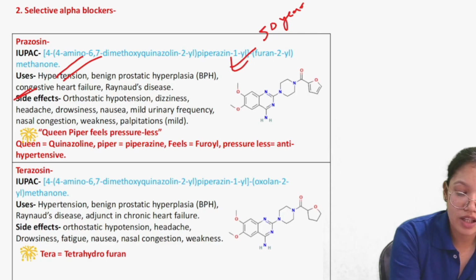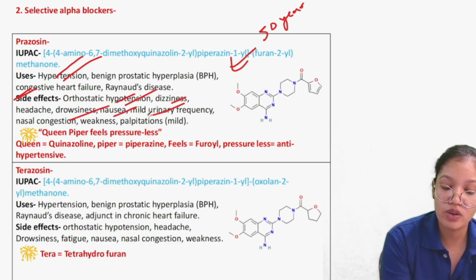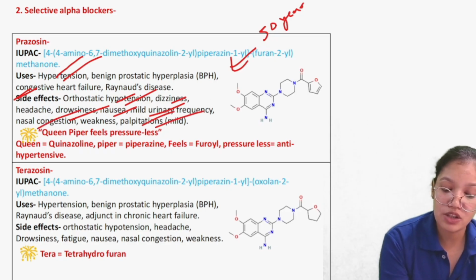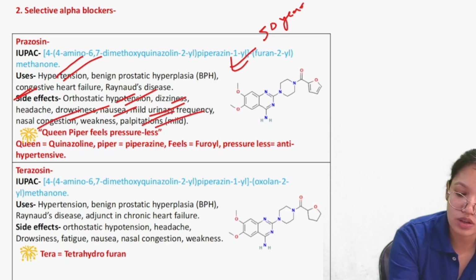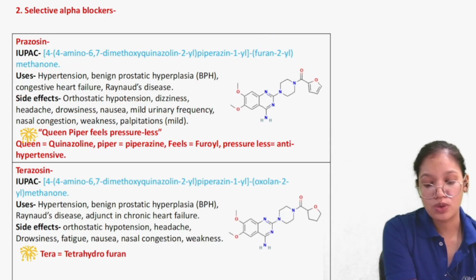Next we have side effects: orthostatic hypotension, dizziness, headache, drowsiness, nausea, mild urinary frequency, nasal congestion. Then we have weakness and palpitations, milder ones, but prazosin can cause side effects like palpitations too.